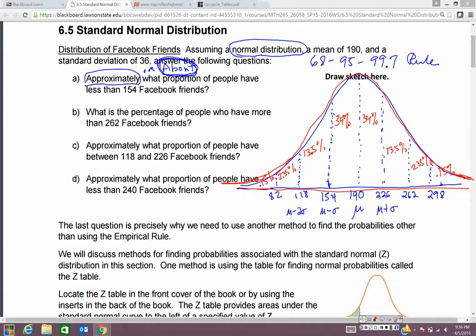Alright, now let's shade the area that corresponds to A, less than 154. So less than 154 would be everything to the left of this 154. So everything to the left of 154 would be this 13.5 plus this 2.35 plus this 0.15.